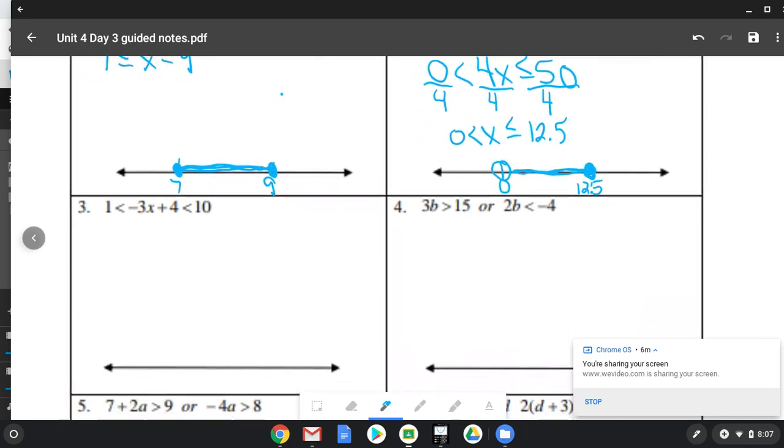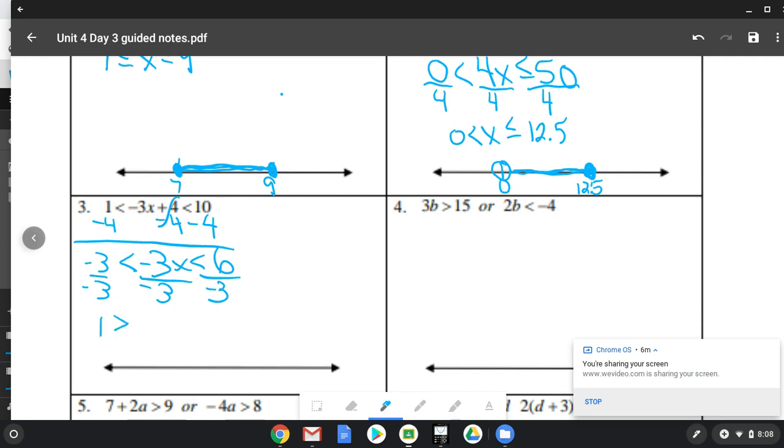For number 3, to get x by itself, we'd have to subtract the 4 from all 3 sides. So now we're left with negative 3x is less than 6, which is less than negative 3. We divide by negative 3 to get the x by itself. And whenever we divide by a negative, that flips these signs, right? Remember that rule? Hopefully from a couple days ago. So that means that we're going to have an and as well. And we flipped both those signs.